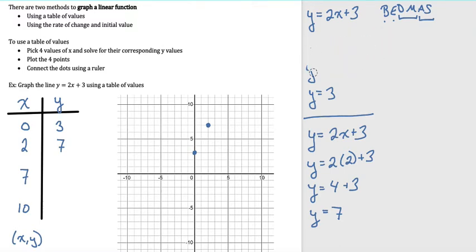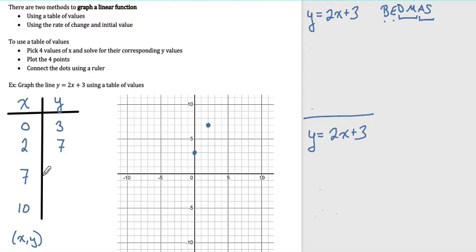We'll erase these 2 up here, so we'll have room to do our last 2. So we start by writing our equation just like we always do, y equals 2x plus 3. And now this time, x is 7, right? Because that 7 was the next number we picked. Y equals 2 times 7 plus 3.